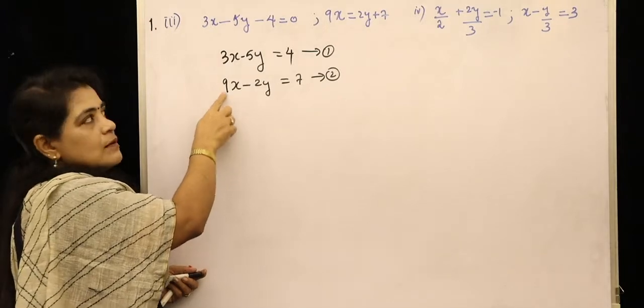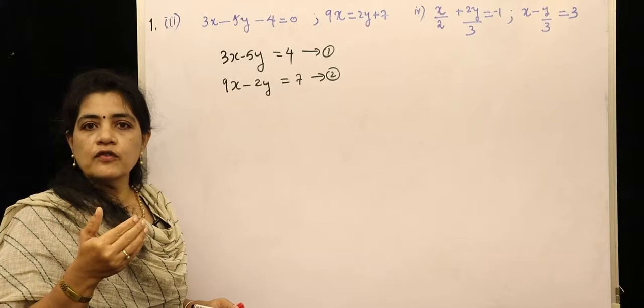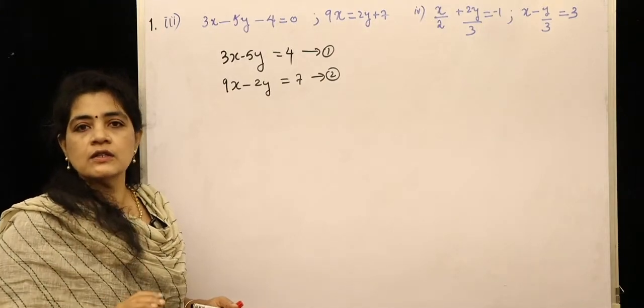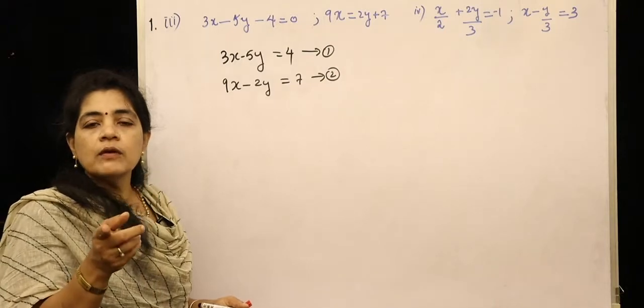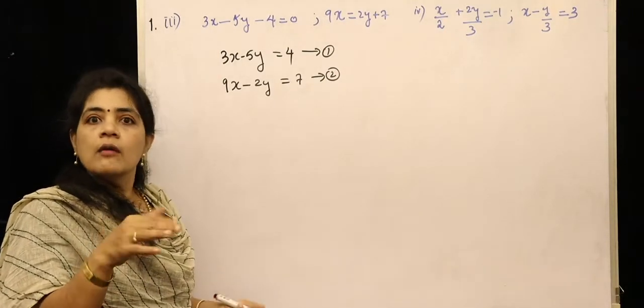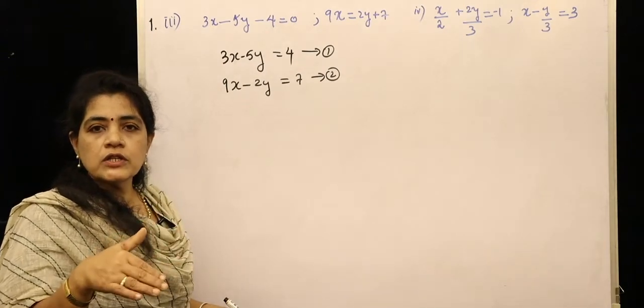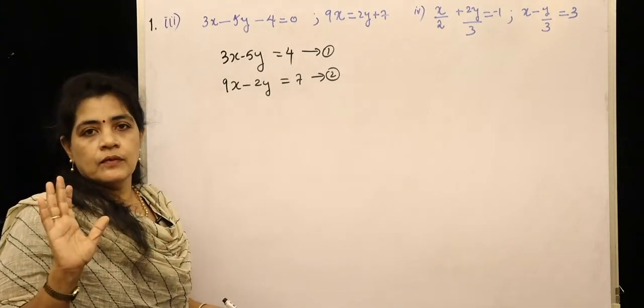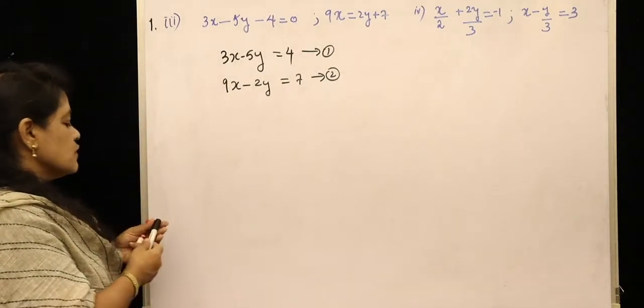Since 9 is a multiple of 3, you can easily make the coefficient of x in the first equation the same as the coefficient of x in the second equation. That is 9. How can 3 be made into 9? Multiply by 3. So you have to multiply throughout the equation by the number 3, not only the x term. That is the first step.